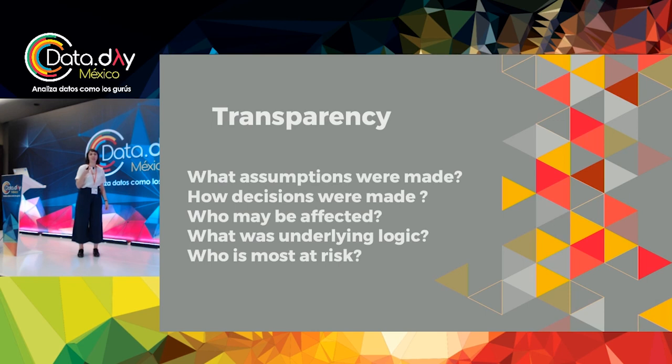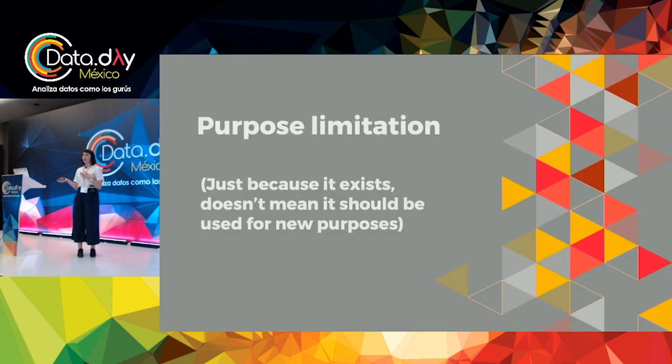Creating more transparency. This problem of secrecy can be alleviated if there's just a bit more transparency around how this model was made, what decisions and assumptions were made, who is going to be affected by this, and also, who is most at risk? Who do we run the risk of disadvantaging if we're deploying the algorithms that we're building into the world? Also, purpose limitation. Just because it exists doesn't mean it should necessarily be used for new purposes. And I honestly wish that this purpose limitation was used in more areas in our society too.